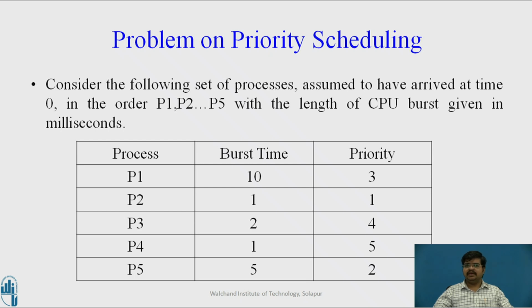So in case of priority scheduling, the order of execution of a process depends upon the priority. In this case, P2 is having priority 1, so P2 is having the highest priority, P2 will execute first, after that P5, after that P1, after that P3 and P4. So this will be the order of execution.